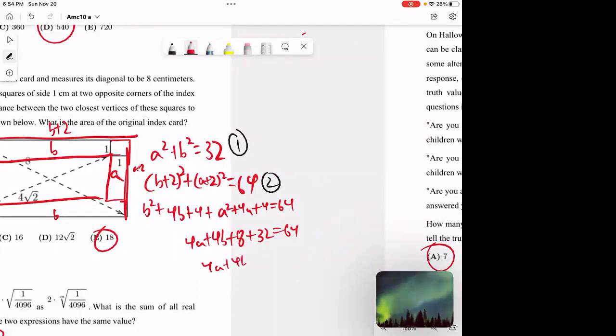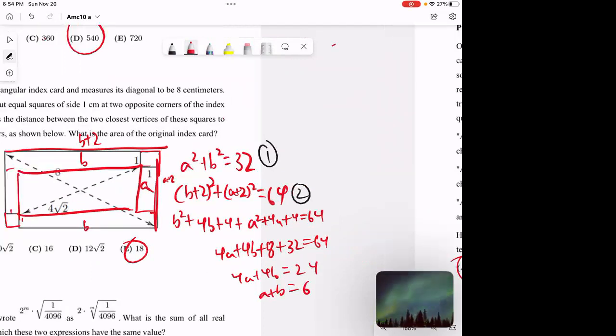4a plus 4b equals 32 minus 8, 24. So a plus b equals 6. And then this first equation, a squared plus b squared, is the same thing as a plus b squared minus 2ab. We know this because when we expand this right here, we get a squared plus b squared plus 2ab. So this is just this plus this.